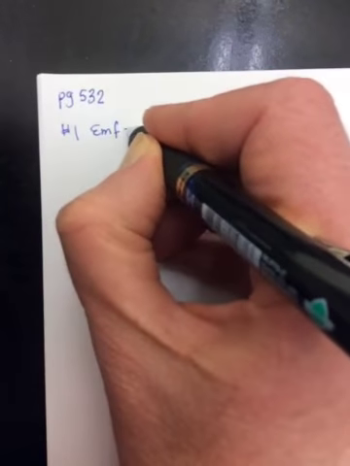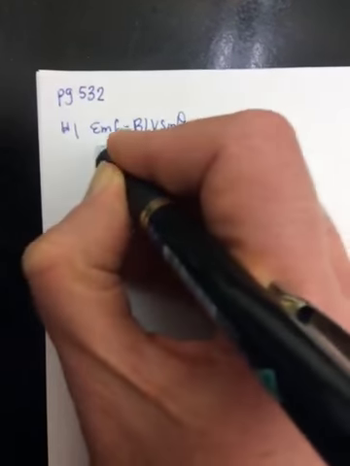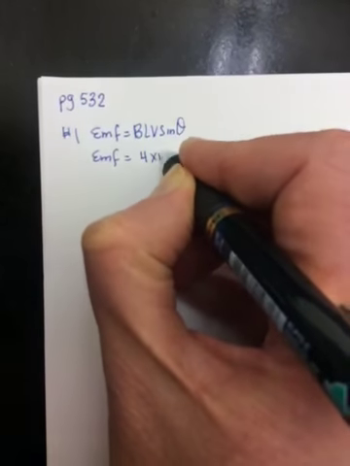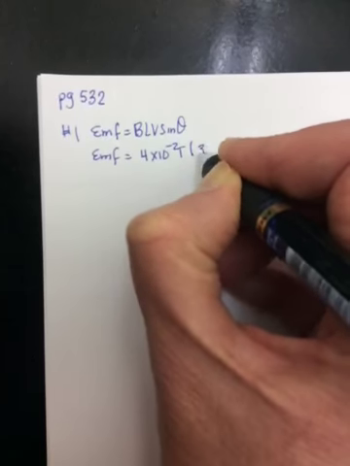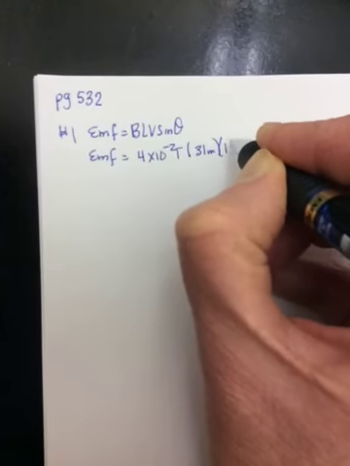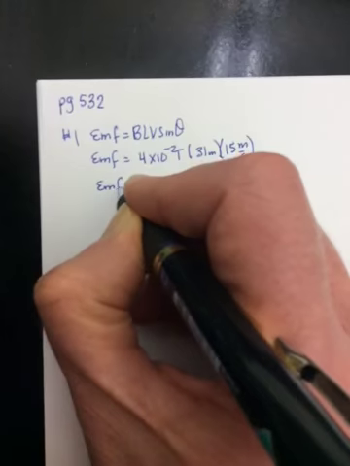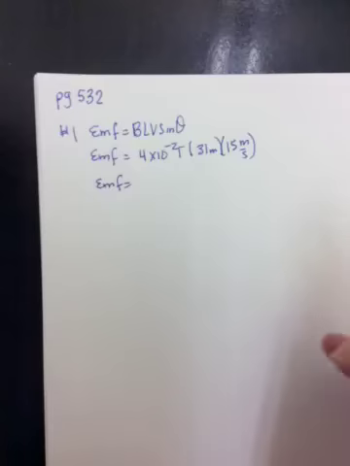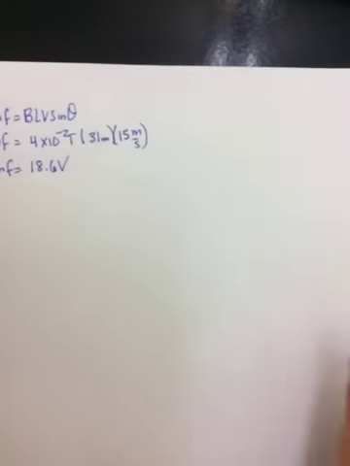So EMF is equal to BLV sine theta, and the sine theta is going to be 90. So B was 4 to the negative 2 Teslas. L was 31 meters. And speed was 15 meters per second. And you get an EMF when you do this of 18.6 volts. Number 1.